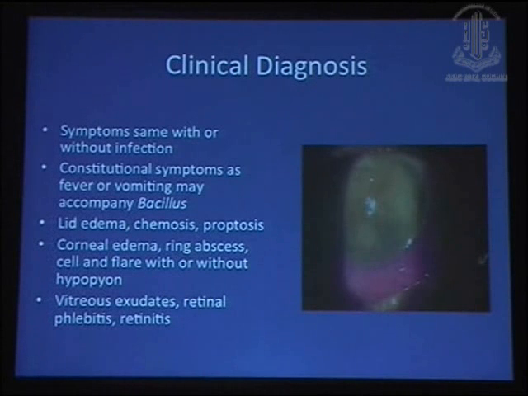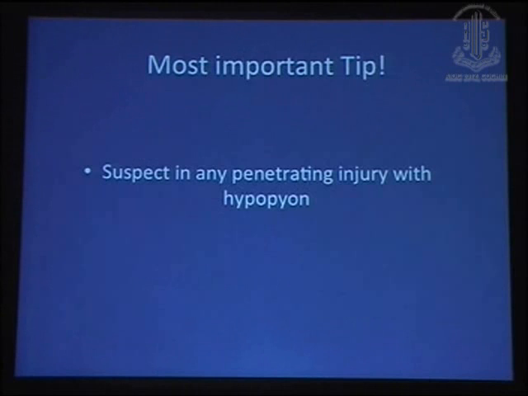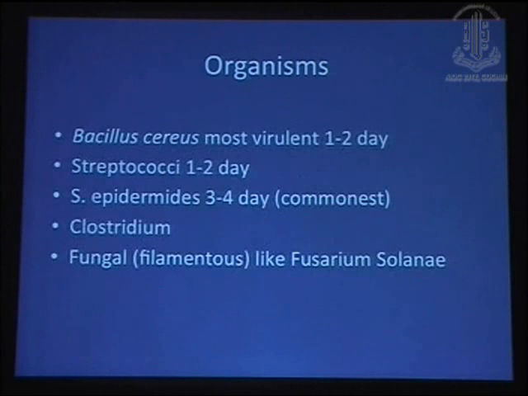Lid edema, chemosis, proptosis, these happen more markedly. Corneal edema, ring abscess, cell and flare with or without hypopyon, and vitreous exudates, retinal phlebitis, retinitis. All these are situations that sometimes may be very confusing. But a few things you have to know: constitutional symptoms are more. And the most important tip in the management: if it is a penetrating injury and there is hypopyon, always suspect infection.